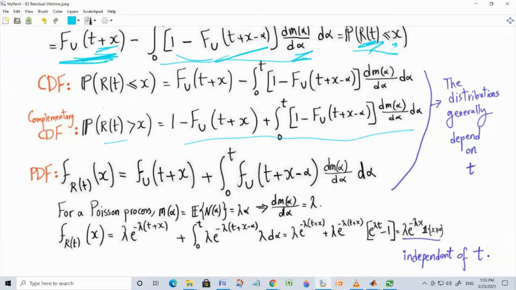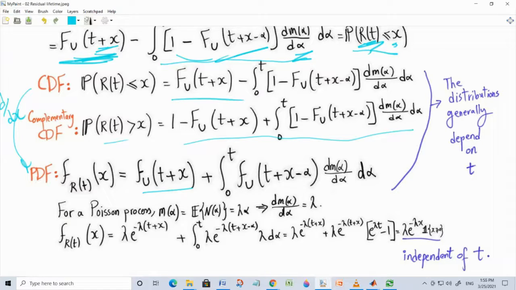So basically we differentiate the CDF with respect to x, and so this CDF becomes a PDF. Now let's look at this integral here. What are basically the things here that depend on x? We have something inside the integral.